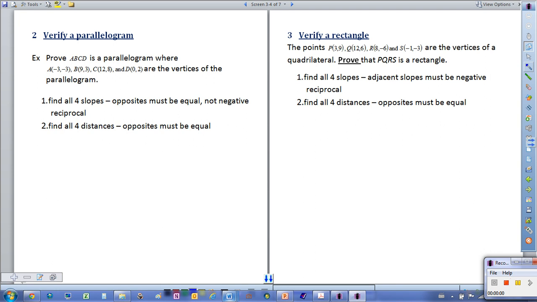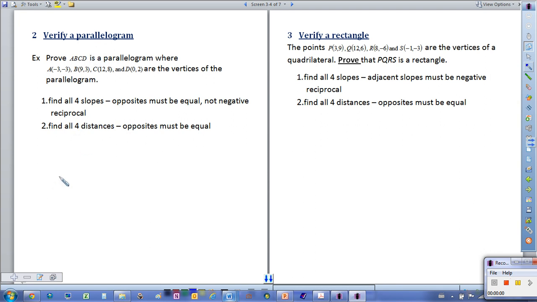Lesson is about the verification of quadrilaterals. On the screen, you'll see we're going to look at two examples, for a parallelogram and a rectangle. Let's first look at the parallelogram and how we prove that a certain quadrilateral is a parallelogram.